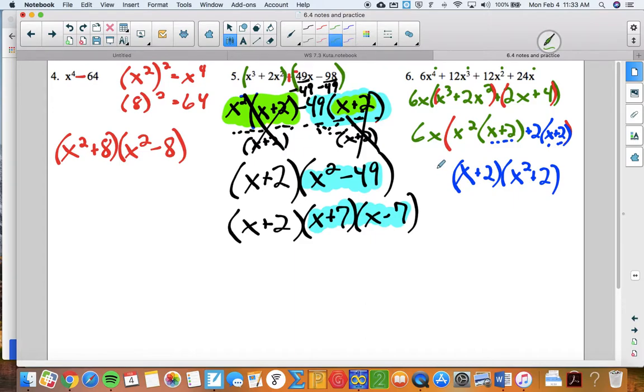And then I'm not going to forget to bring down the 6x. Look inside your factored form. Can you factor any of these parentheses factors any further? No, I cannot. So I'm done.